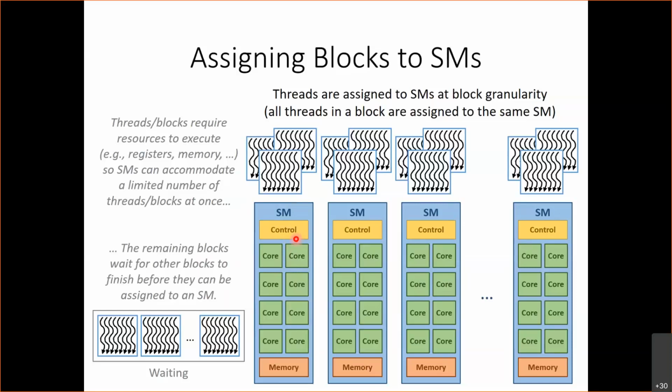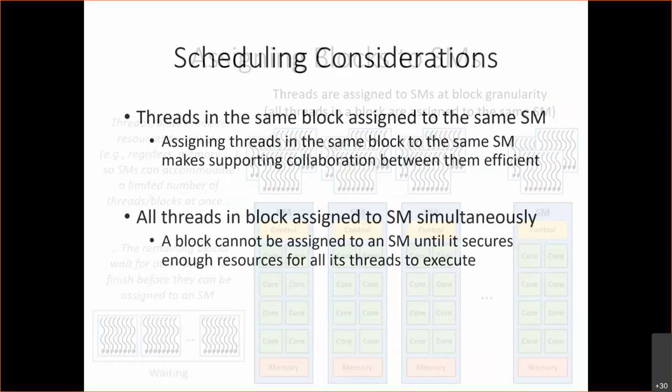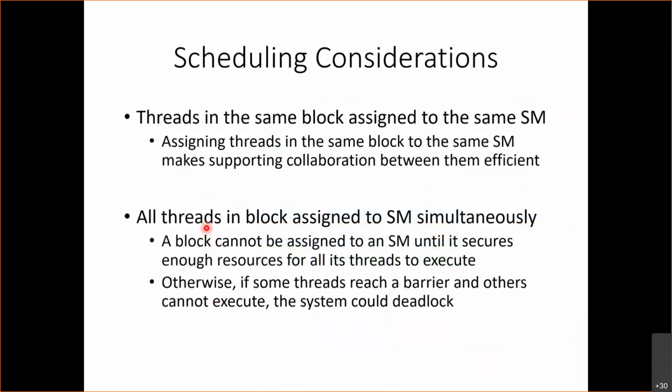But what I mean is, is there one unit for the scheduler, if you want? Oh, I see what you mean. Yes, so there's a hardware unit that takes care of assigning thread blocks to SMs and scheduling the threads on the SM. And obviously there's going to be parallelism in there so that you can have scalability. Okay, thank you. Okay, so we see that if we don't assign all threads to the SM at the same time, then some threads may reach the barrier and others cannot execute, so the system would deadlock.